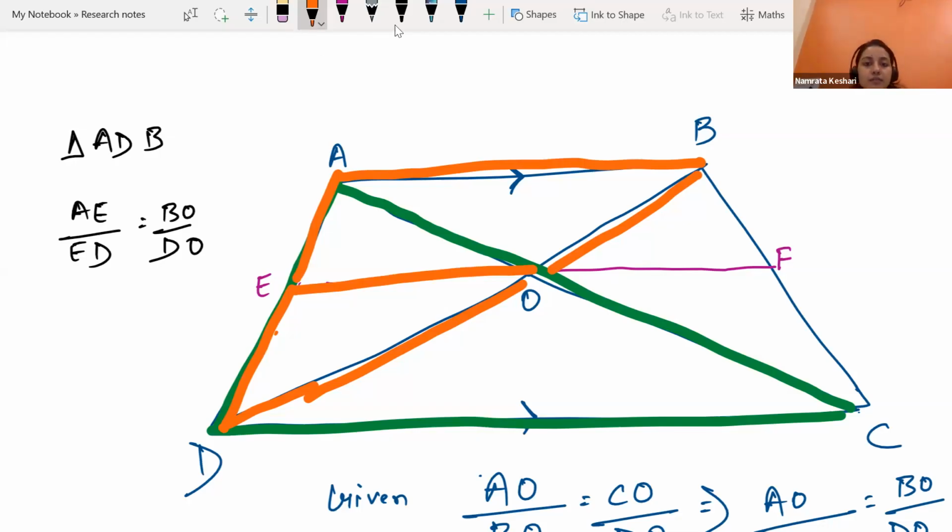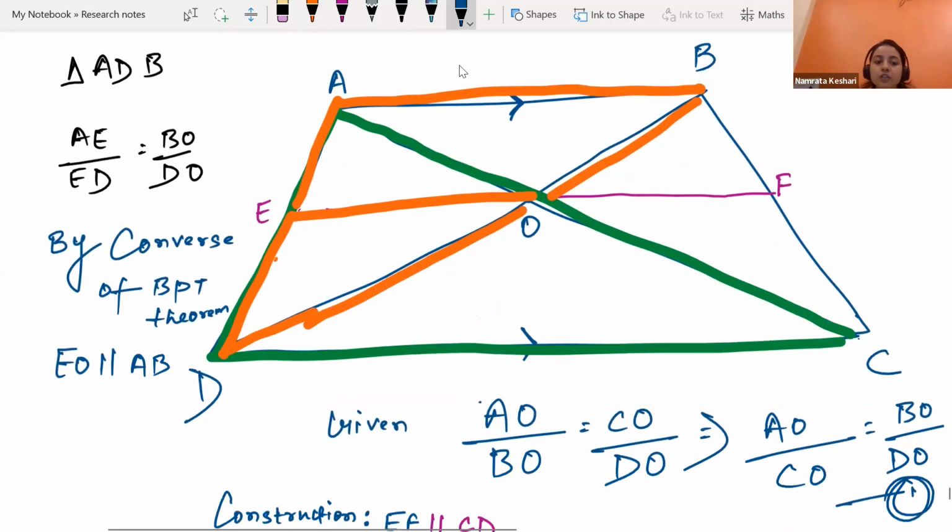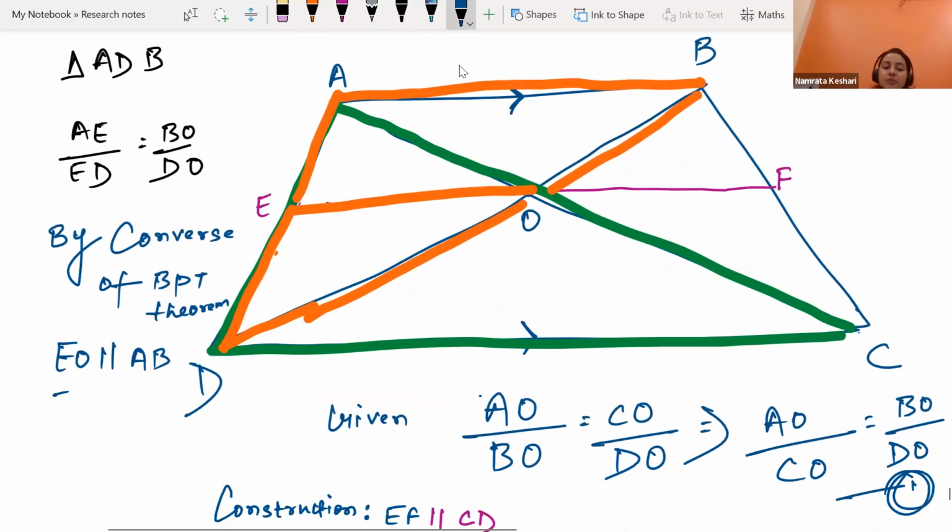Can we say that? Yes or no? Yes, ma'am. Okay, EO will be parallel to AB. That means we can say that EF will be parallel to AB.